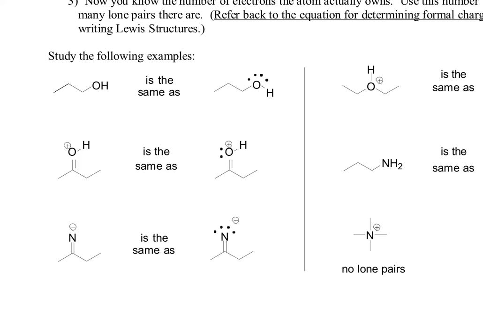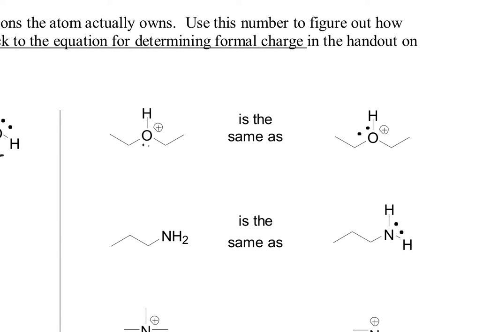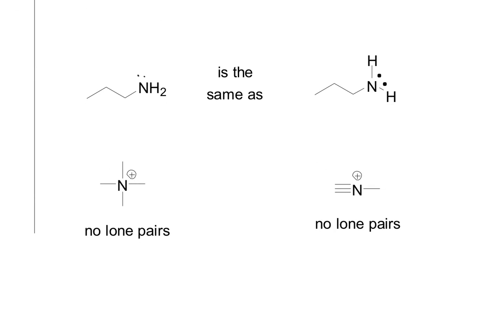All right, study the following molecules. The alcohol here is the same as that, right? The oxygen, when neutral, is going to always have 2 lone pairs. When it has a positive charge, it'll have 1 lone pair. They need to have octets as well, so don't forget that. The nitrogen here will have 2 lone pairs. Needs to have an octet. Here, needs to have 1 lone pair to make an octet. 1 lone pair to make an octet. No lone pairs because it already has an octet.